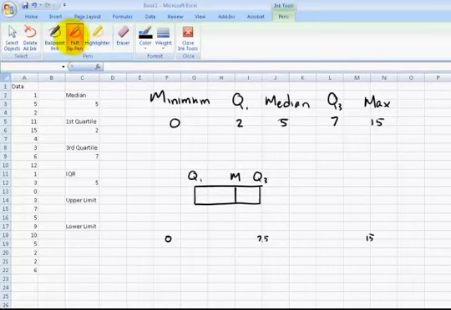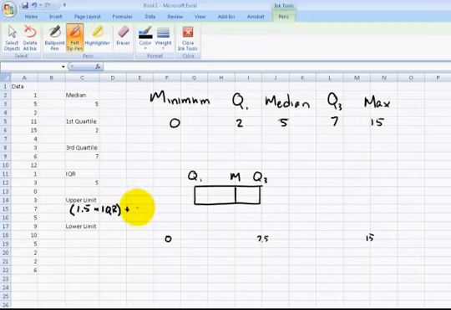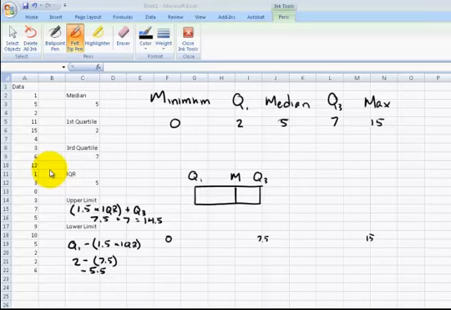And the way we do that is a simple calculation. We need to figure out what is the upper limit, and anything beyond the upper limit would be an outlier, and anything below the lower limit would also be an outlier. The way you do that is pretty simple. For the upper limit, you just do 1.5 times the IQR plus Q3. 1.5 times the IQR is 5, so 1.5 times 5 is 7.5, plus Q3, which is 7, gives us 14.5. So any number beyond 14.5 is an outlier.